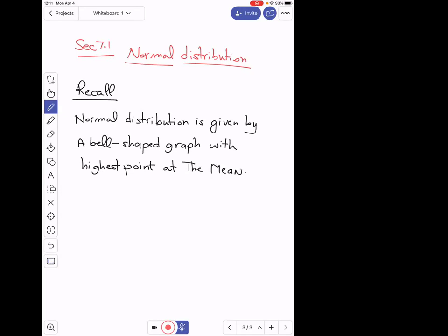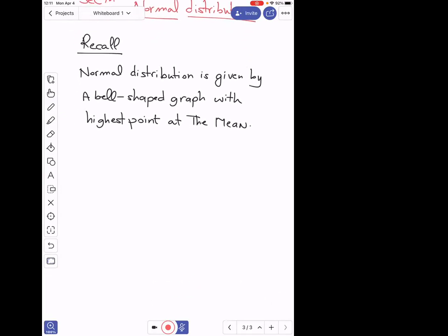Now, what do I mean by it's given by a graph? You're going to have a graph where the horizontal axis is your x-axis. The x, of course, is your variable. For example, in the binomial distribution, the variable is the number of successes, because the goal was to find the number of successes out of n trials. So your variable was r. Here, this is very general, so we call our variable x. That's your horizontal axis.